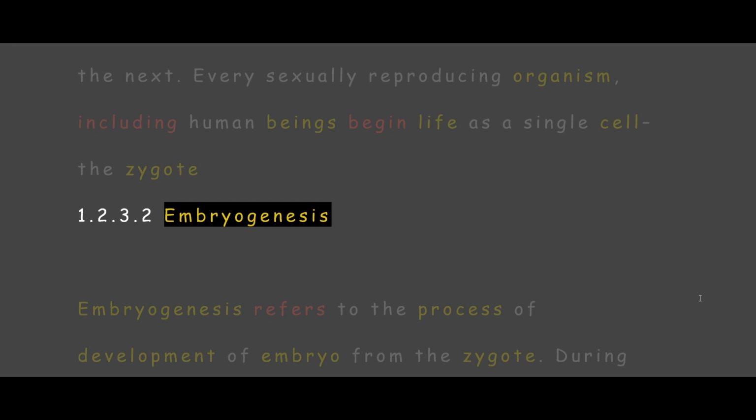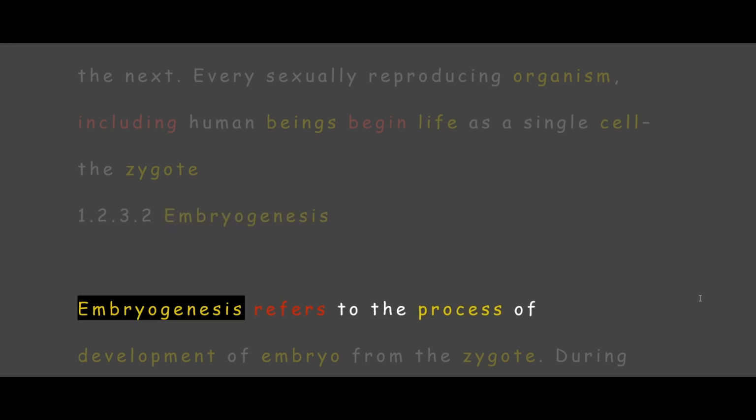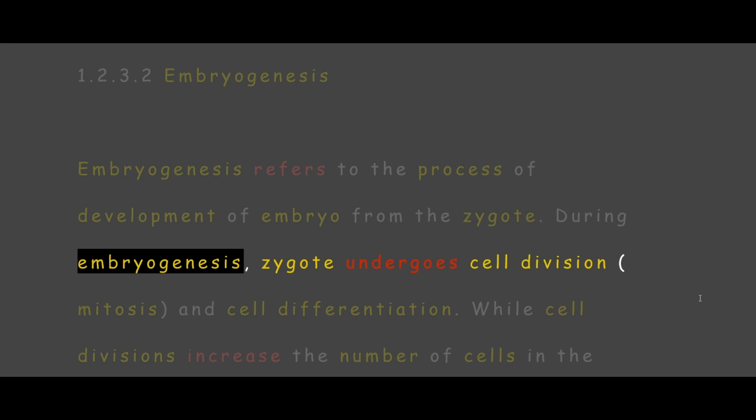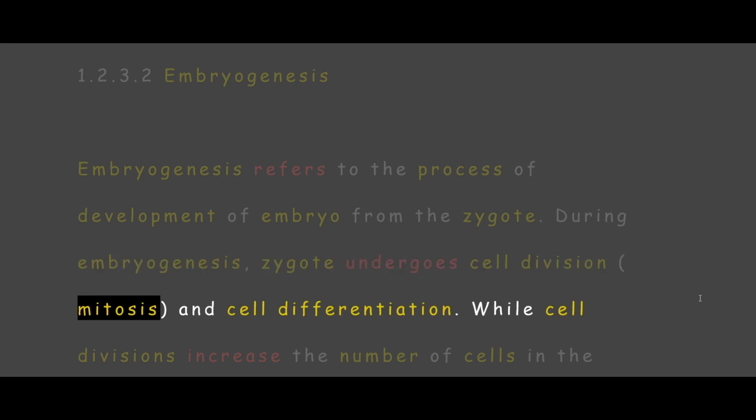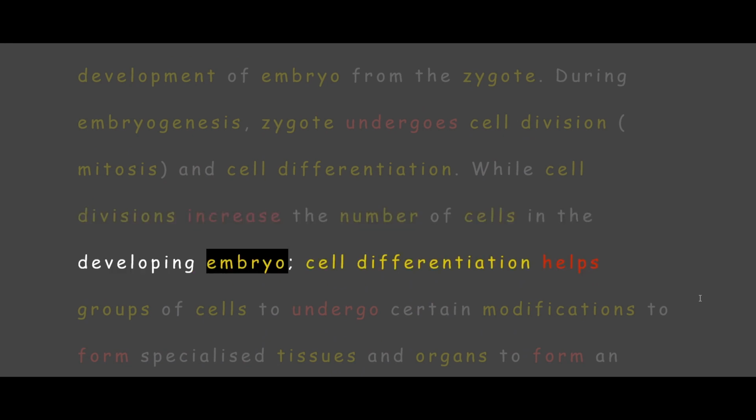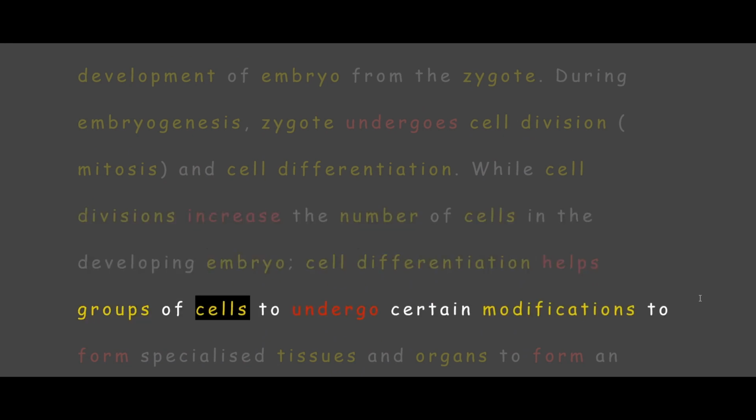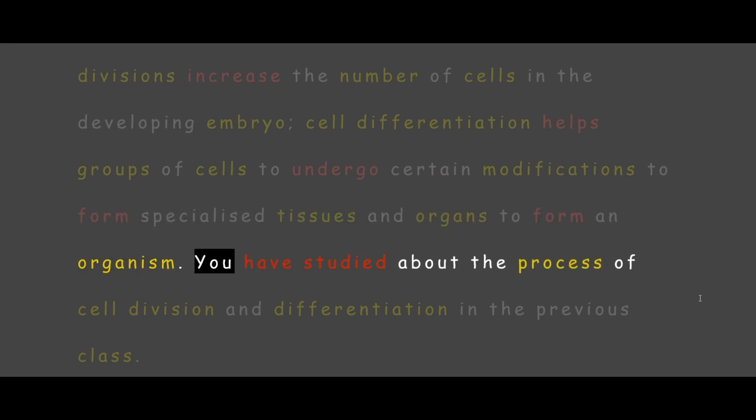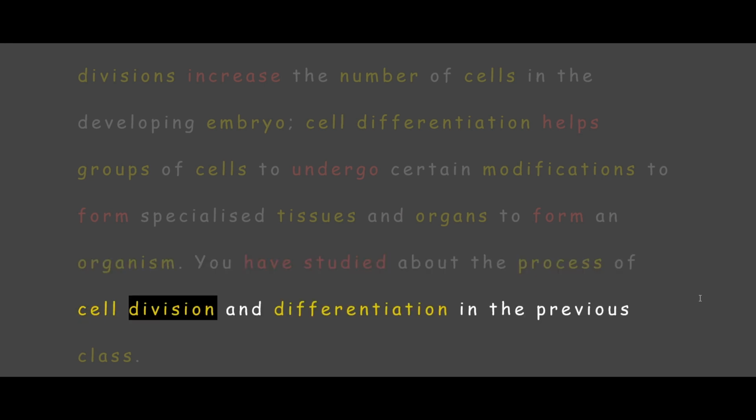1.2.3.2 Embryogenesis. Embryogenesis refers to the process of development of embryo from the zygote. During embryogenesis, zygote undergoes cell division, mitosis, and cell differentiation. While cell divisions increase the number of cells in the developing embryo, cell differentiation helps groups of cells to undergo certain modifications to form specialized tissues and organs to form an organism. You have studied about the process of cell division and differentiation in the previous class.